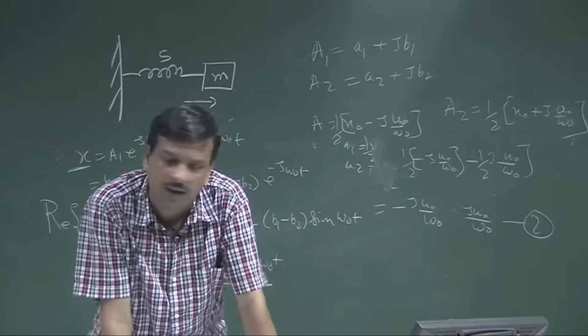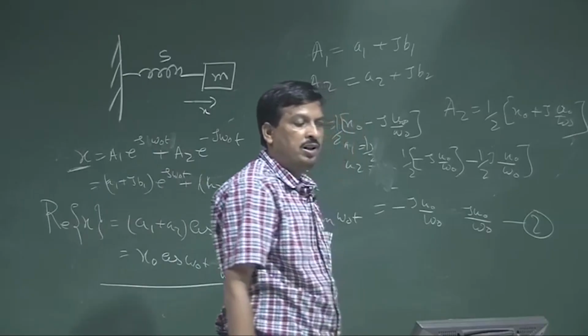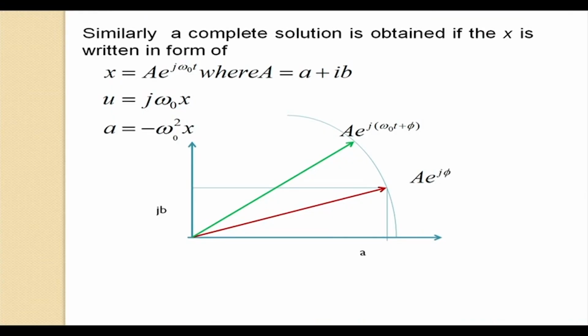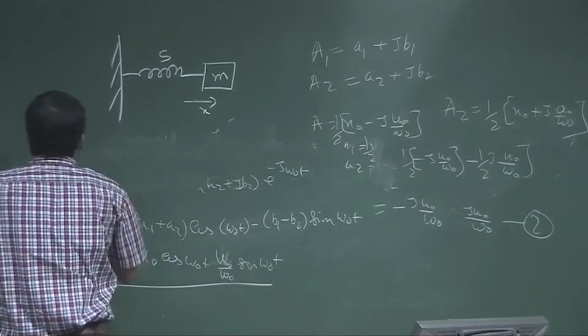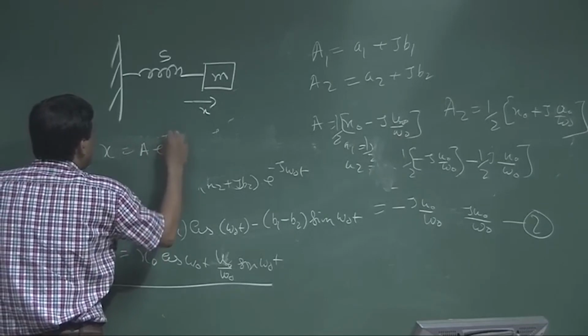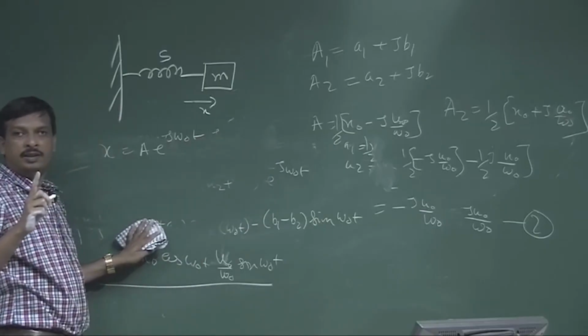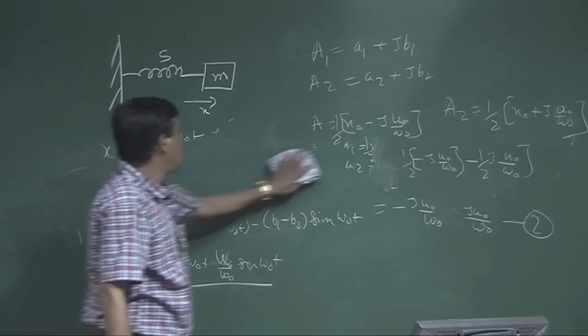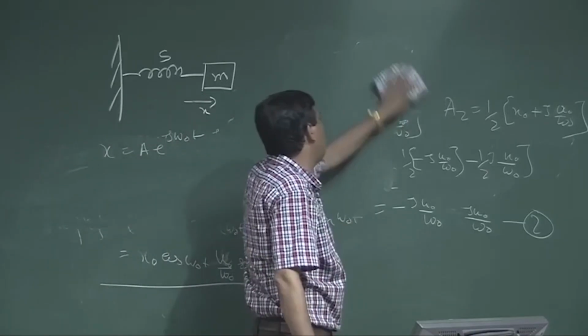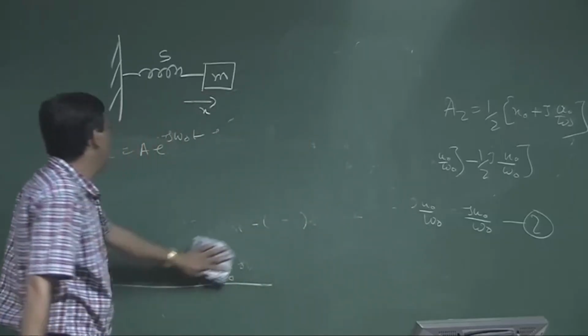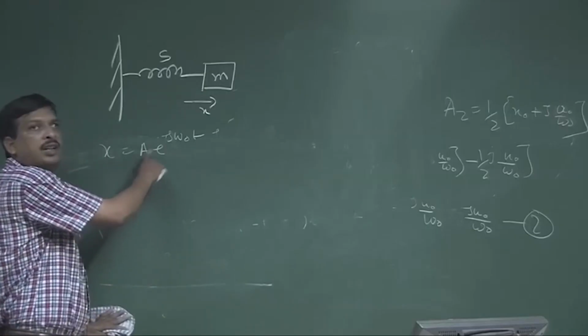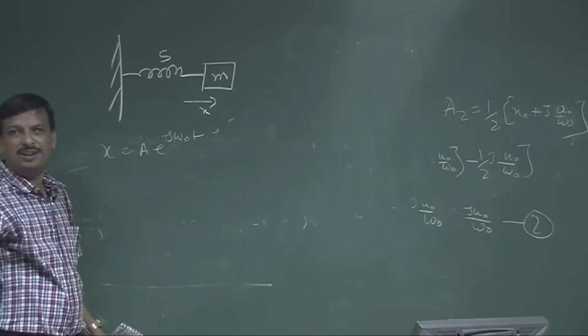Okay. So if the real part gives me the solution, it can be easily proved that the complete solution is obtained if x is written in the form x is equal to a e to the power j omega 0 t, where a is a complex number. Why do I write this equation? Because later, when we go for the design of acoustic wave propagation, we always say the displacement is in the form of a e to the power j omega 0 t. That is why I want to derive this equation.